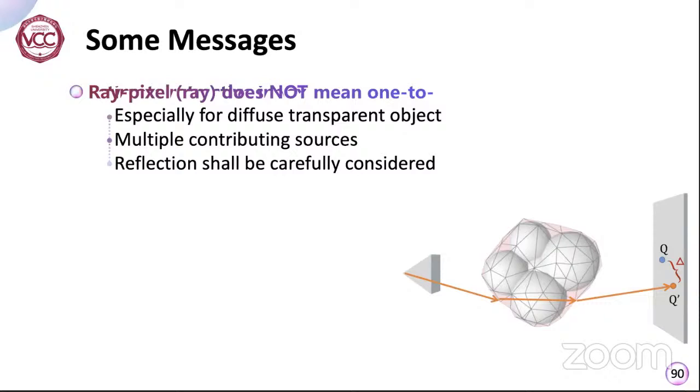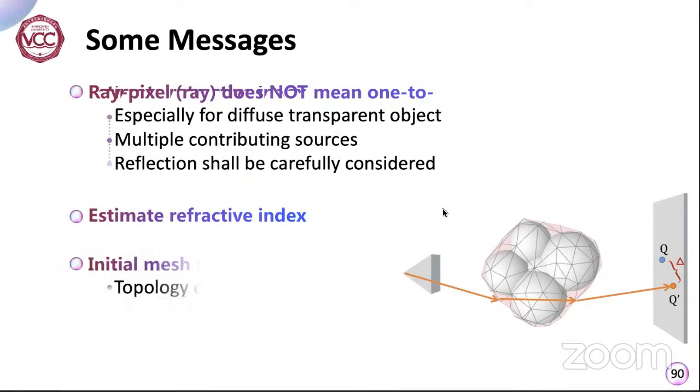This environment matching is actually not limited to one-to-one correspondence. We can locate multiple contributing sources from the surrounding environments, especially for diffuse transparent objects. And what's more, reflection is probably an important contributing source at grazing angles. Besides, it might be possible to estimate the refractive index based on this environment matting, which would largely extend the potential applications of transparent object reconstruction.